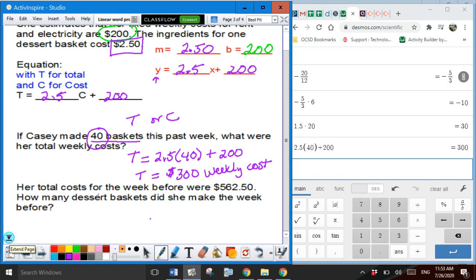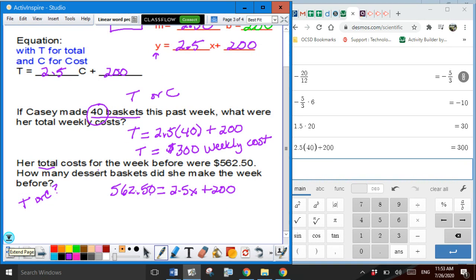Okay, now her total cost for the week was $562.50. How many baskets did she make the week before? Let's read that again. Her total cost for the week was $562.50. How many dessert baskets did she make for the week? So is that T or is that C? Well, that's a total. It says her total cost. So $562.50 equals 2.5x plus 200. So why don't you take a minute and solve that for x?